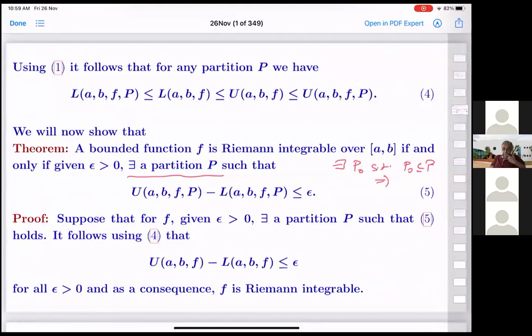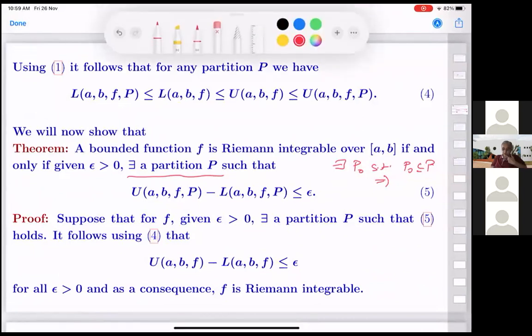The equation, at that time it was not clear why I even noted down this. This seemed obvious from the definition, but this immediately tells you one part of the next major theorem: if you have one P for which the distance between L and U is less than epsilon, then the distance between the lower integral and upper integral itself is less than epsilon. And if it holds for every epsilon, that means lower and upper integrals are equal.